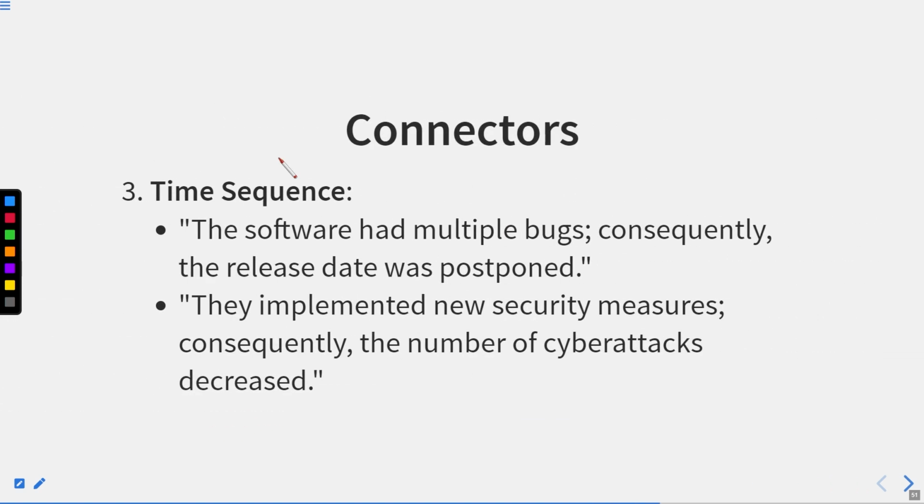Time sequence. The software had multiple bugs. Consequently, the release date was postponed. So the release date, why was it postponed? Just because the software had multiple bugs. So consequently means as a result of which. They implemented new security measures. Consequently, the number of cyber attacks decreased.